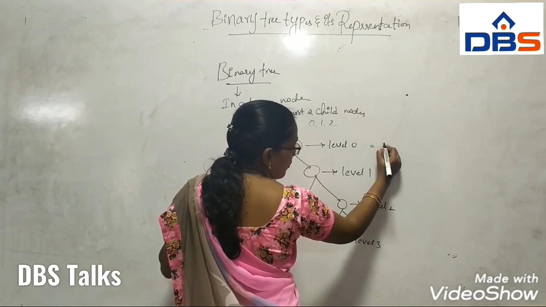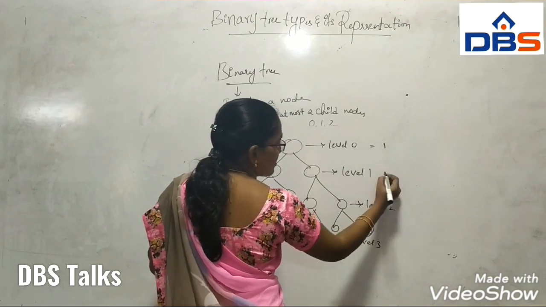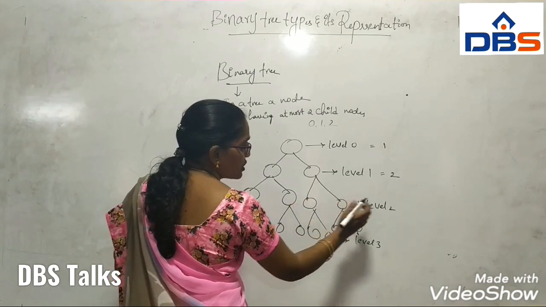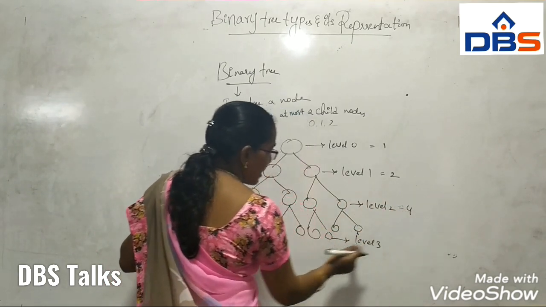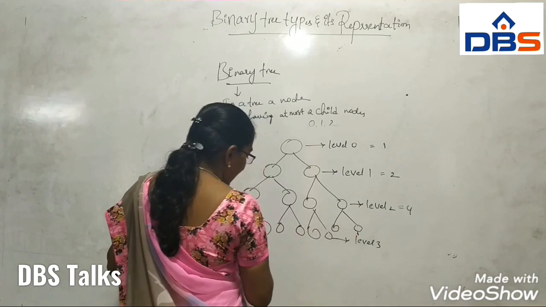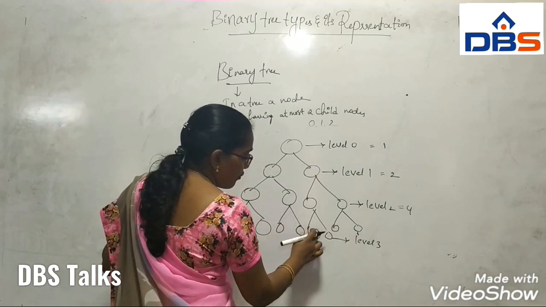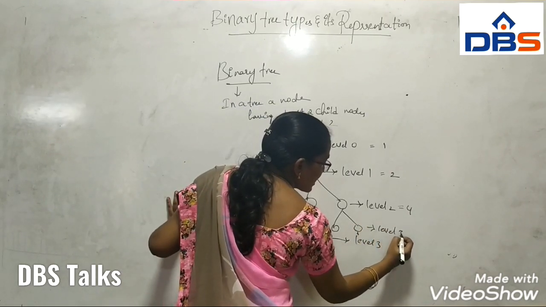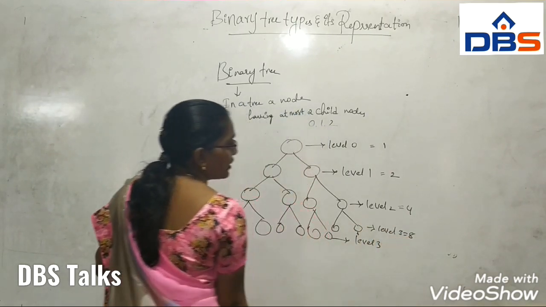Here the maximum number of nodes is 1. Here the maximum number of nodes is 2. Here the maximum number of nodes is 4 at this level. Here the maximum number of nodes is, let us calculate, 1, 2, 3, 4, 5, 6, 7 and 8. At level 3, the maximum number of nodes is 8.